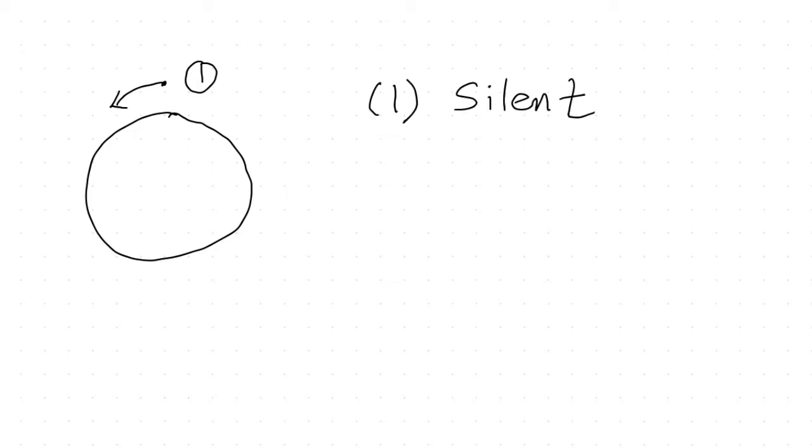So 이응, it has two sounds. First sound is silent. Second sound, when 이응 acts as a final consonant, it will be the ng sound. I'm going to go over a couple of examples. Okay, so first sound, silent.